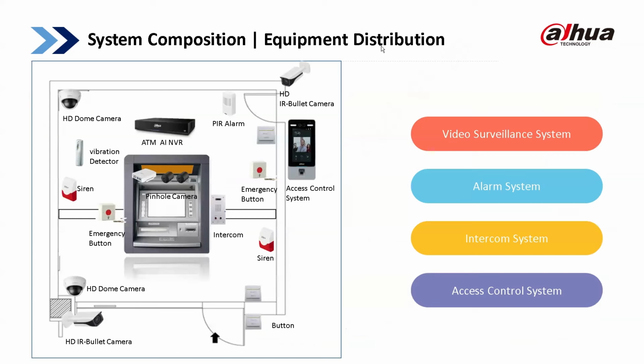Then we have equipment distribution, where we have, where do we put what product? Inside the ATM area, we have the dome camera, we have a motion sensor, we have ATM AI and VR, we have an exit button, an emergency button, we have the intercom next to the ATM, we have a siren, then we have the secure area, where we also add extra cameras to supplement this. So we are doing 4 components within the same solution. Video surveillance, we have an alarm system, we have an intercom system, and an access control system. So that is our ATM security.